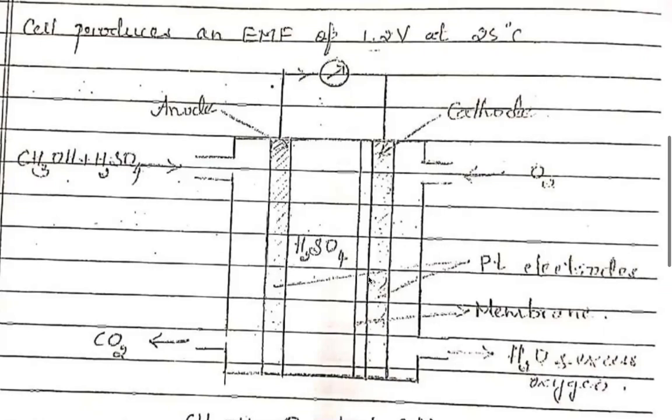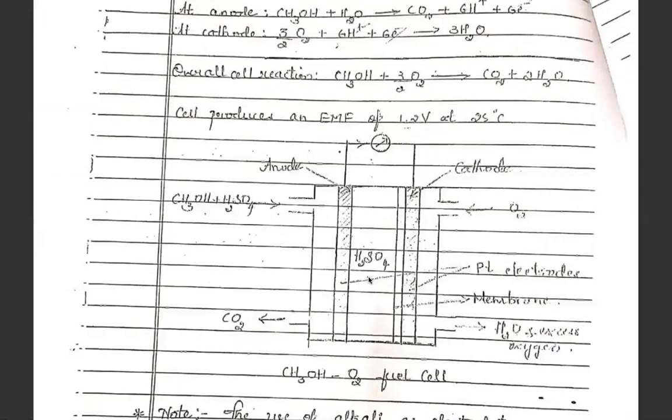Did you understand? Finally, what is the application where we can use this kind of methanol oxygen fuel cell? We can use it in military applications, and also in large scale power production. So it has its application in militaries as well as in large scale power production. Is this understood, students? So this is all about the methanol oxygen fuel cell. Okay. Is it clear?